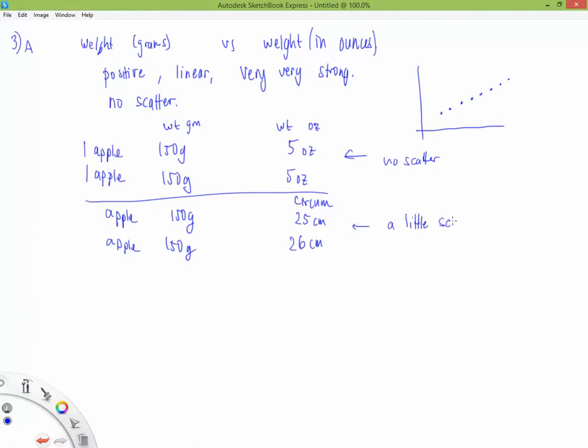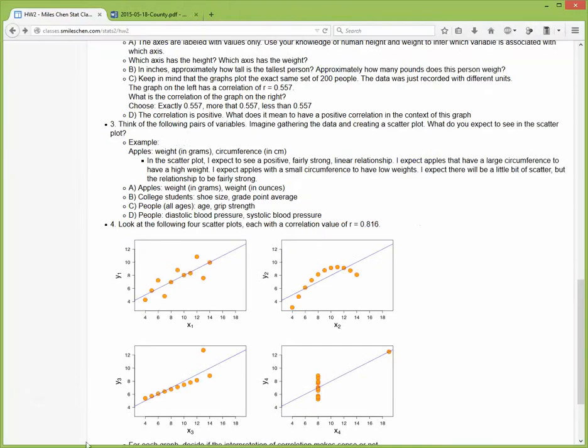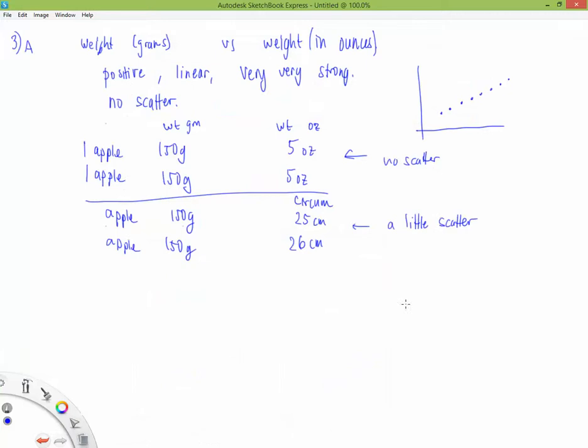So the first one is weight in grams? Yes. So scatter means the dots aren't perfectly lined up, I guess. So for example, if we're talking about height and weight, there's scatter in that, right? I could take 2 people who have the same height. Will they weigh the exact same amount? No. Probably not, right? One person might weigh 200 pounds and the other person might weigh 150 pounds.